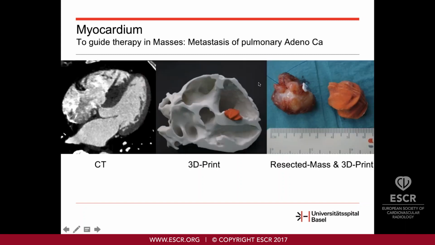Thickening of the right ventricular myocardium can also be found in amyloidosis, as you see here, where we also see thickening of the left ventricular myocardium and uptake of gadolinium, or this late enhancement.